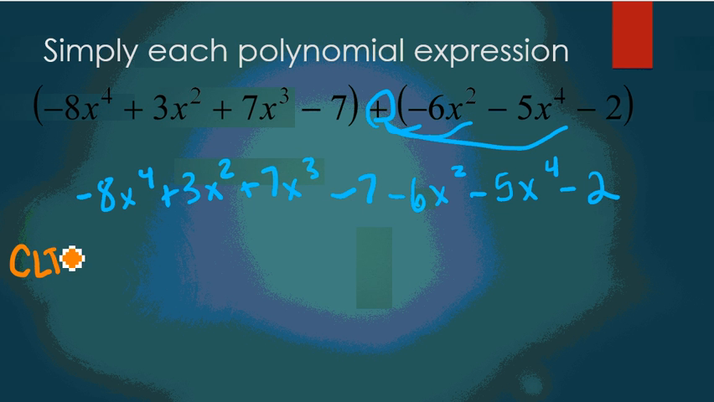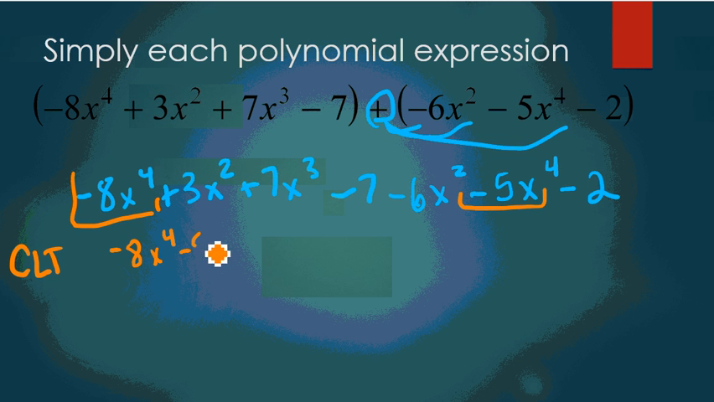All right, so we're going to look. Here's my first term, negative 8x to the 4th. So let's find another fourth term, or x to the 4th, which is right here. So that is negative 8x to the 4th minus 5x to the 4th. The negative 8 minus 5, that's negative 13x to the 4th.